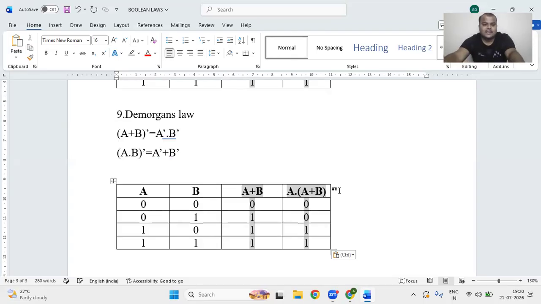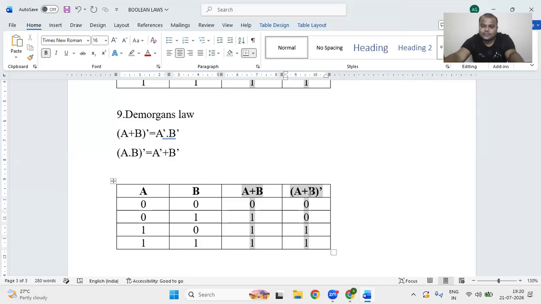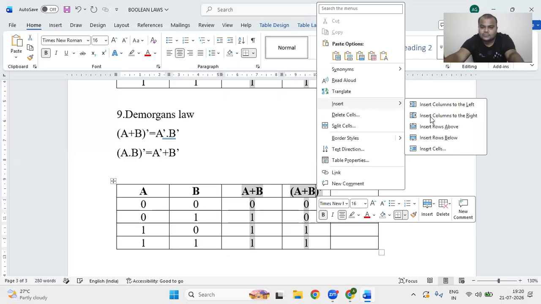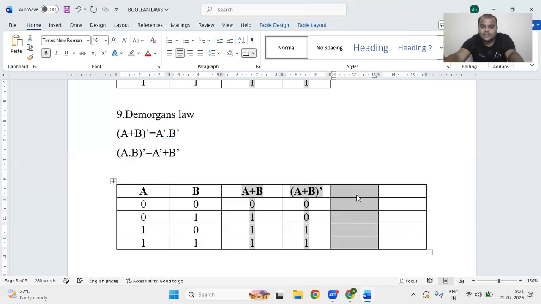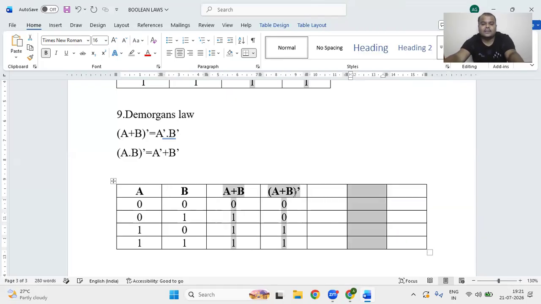But A plus B, after that, A plus B whole dash, and next I can write A dash and B dash. Insert columns to the right, and another column to the right, and that you have to multiply. Okay, A plus B whole dash, I can take this one as A dash, and next one is B dash, and next one is A dash into B dash. Okay, I can delete all these values.